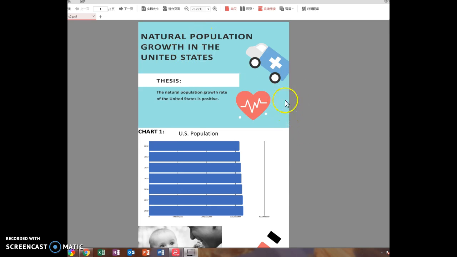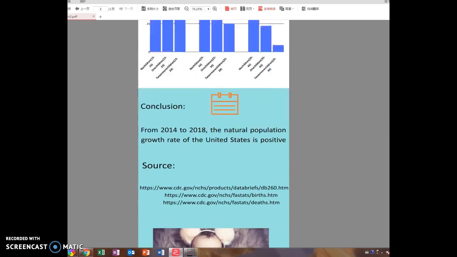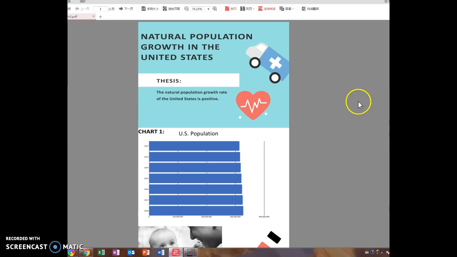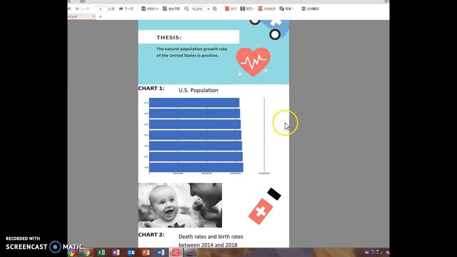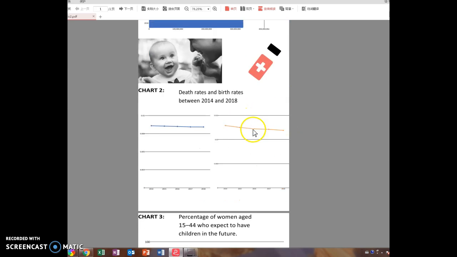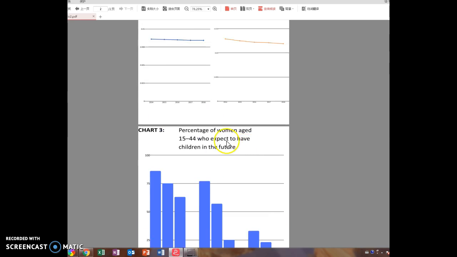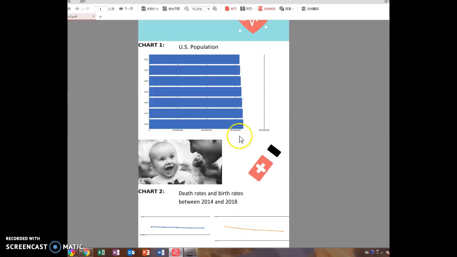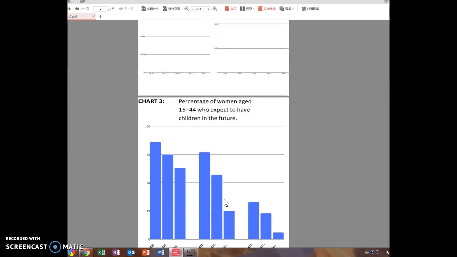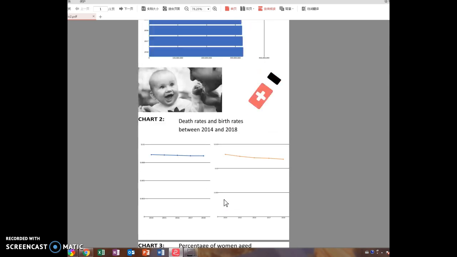I chose the green color for the title and the conclusion because green is a comfortable color for the audience and also for me. And I chose the white color for the chart and the data because white can make the audience see the numbers and words clearly, and they can catch the important information from the chart.